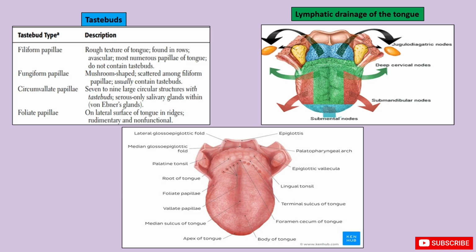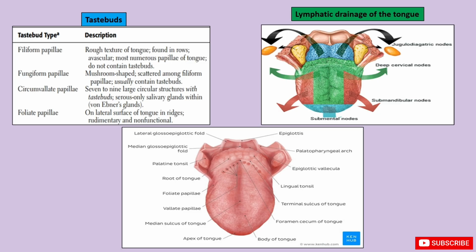Fungiform papillae have taste buds. They're scattered among the filiform. The circumvallate papillae are present right at the V area. You can see here these are small circumvallate papillae, and this is the V of the tongue. This is the anterior 2/3 and that is the posterior 1/3. The circumvallate papillae are spread around the V, the sulcus terminalis, and at the tip of the sulcus terminalis we have the foramen cecum, which is the remnant of the thyroglossal duct. This is the posterior-most part of our tongue, where we have the epiglottis.